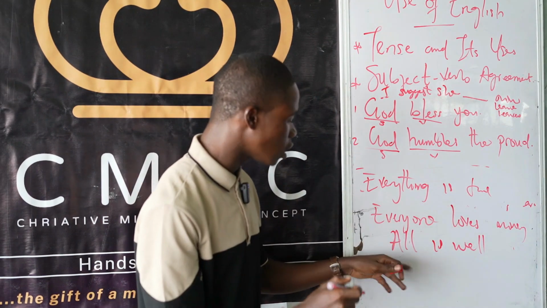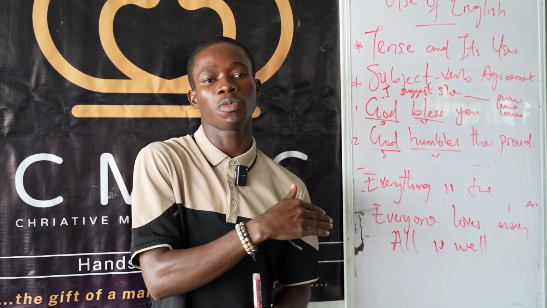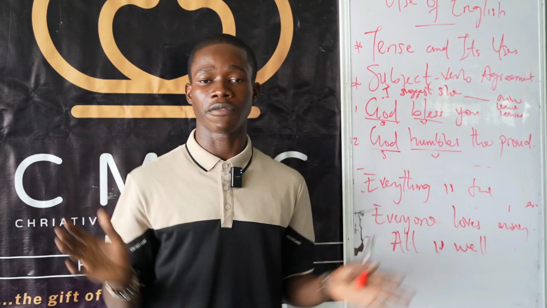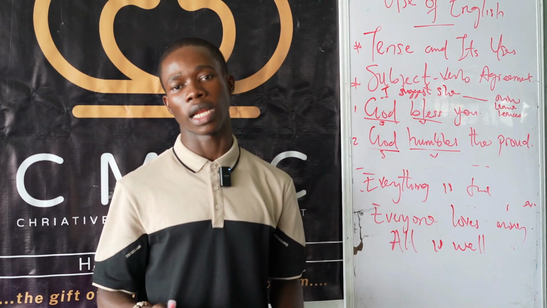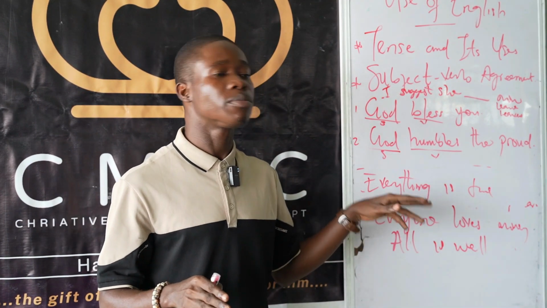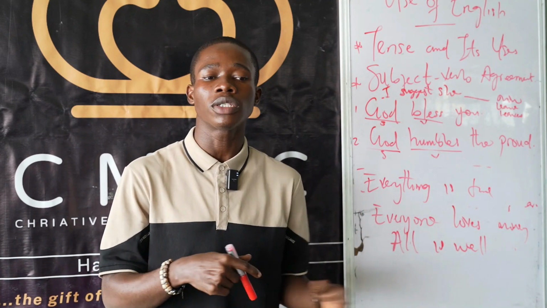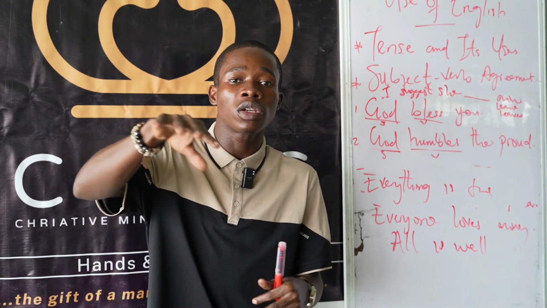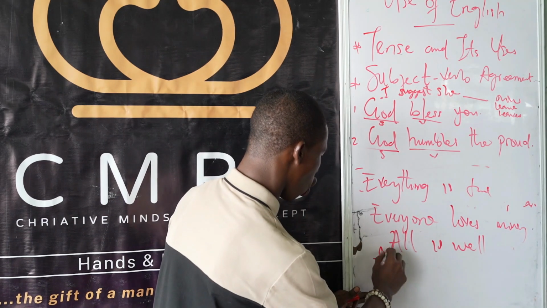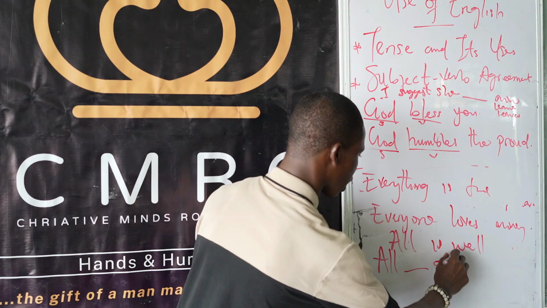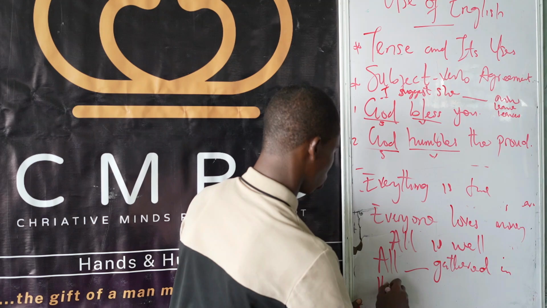Don't forget I said "all" can mean two things. When it is used to mean everything, referring to things, we assume that "all" there means everything. So when you say "all is well," "all" here means everything is well. But in some other cases, "all" can be used to talk about people. When "all" is talking about people, it is talking about all the people, so a plural verb will be used in that case. So you say "all gathered in the church."